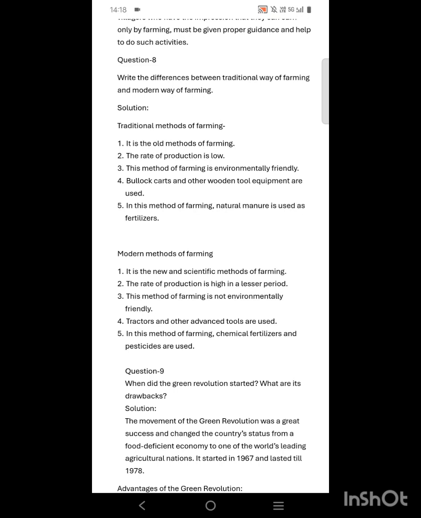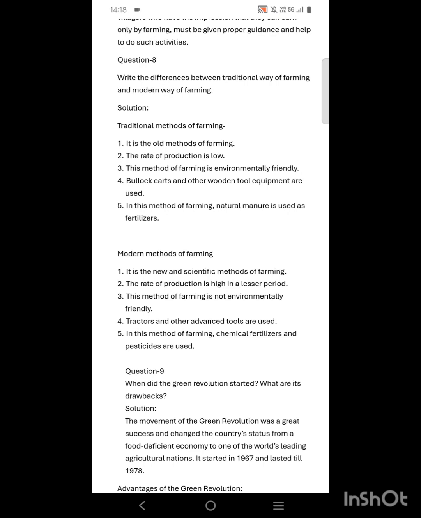Number 8. Write the difference between the traditional way of farming and the modern way of farming. I was unable to give it to you in table form, so I am discussing it point-wise. I think you will get all the points, and you can write it on your own also. Traditional methods of farming. It is the old method of farming.